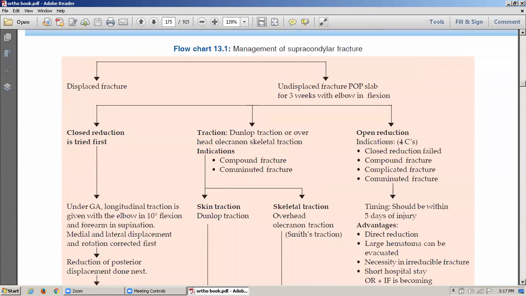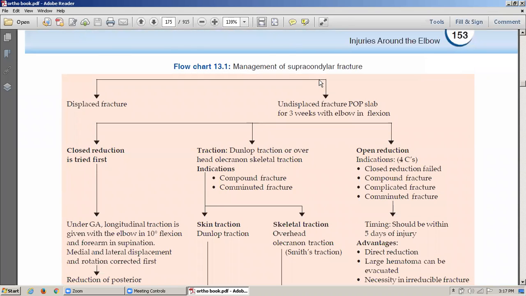So here the management of the supracondylar fracture is given in short. That is, supracondylar fracture may be displaced or undisplaced. When it is an undisplaced fracture, then POP slab for 3 weeks with the elbow in flexion.